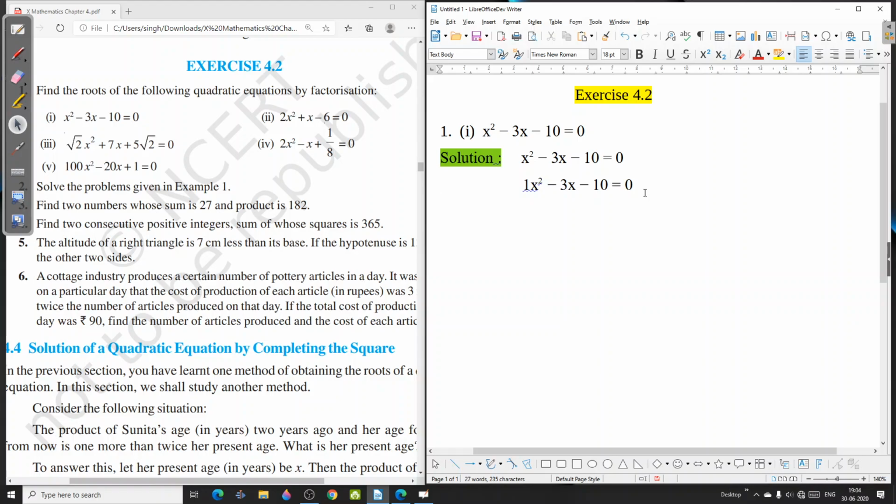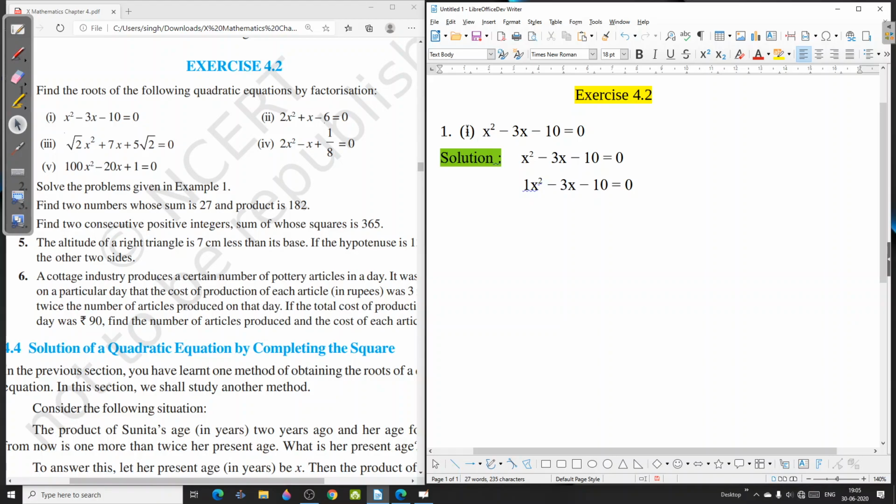So first of all, by solving questions of this type, the first important thing you have to consider is that your quadratic equation should be in standard form. So what is the standard form? ax square plus bx plus c equal to 0, where a is not equal to 0. So this is the standard form of a quadratic equation. So here we can see that the question given to us is x square minus 3x minus 10 equal to 0. It is already in standard form, so there is no need to do any change in this.